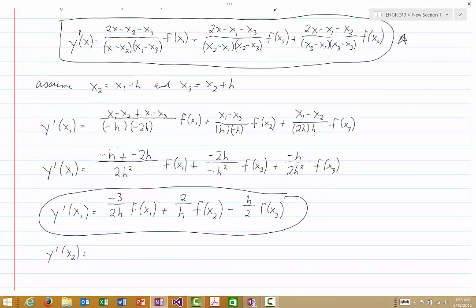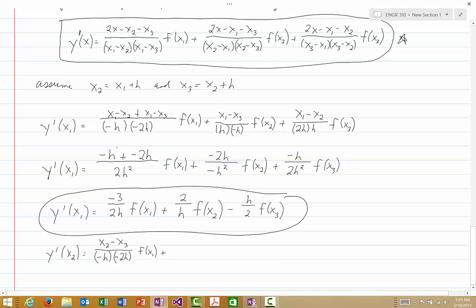if we plug in x2 for x in this formula, we'll get 2x2 minus x2, so x2 minus x3 in the top. And then in the bottom, x1 minus x2 is going to be minus h. In fact, the denominators will be just as they were in our first calculation. So we have minus h and minus 2h, and then f of x1.